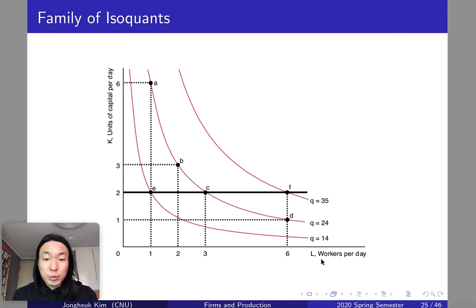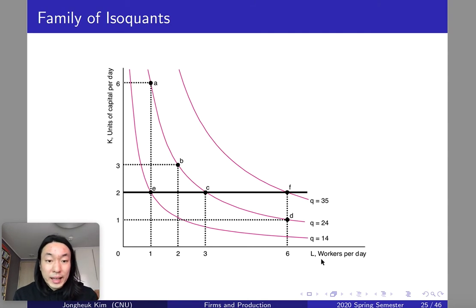So the isoquant curve is increasing as they get farther and farther from the origin. That's the first lesson from this graph. The other lesson from this graph can be obtained by comparing the points B and C. They are on the same isoquant curve because point B and point C are on the same line, or same curve. Point A is as well.